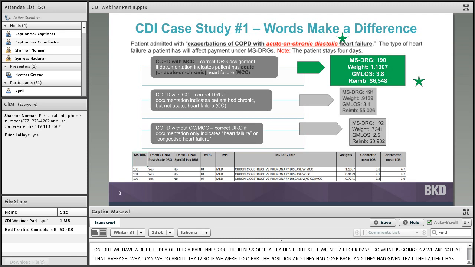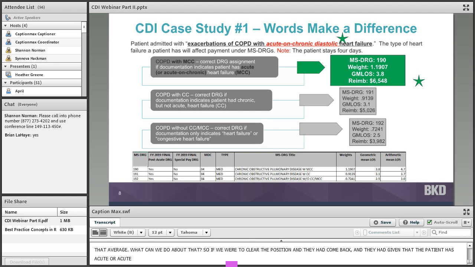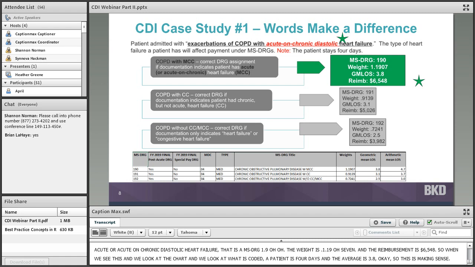So if we were to query the physician and they had come back and given the specificity that the patient has acute or acute on chronic diastolic failure, that's an MCC. So that MSDRG is 190. The weight is 1.1907. The average length of stay is 3.8 days, and the reimbursement is $6,548.